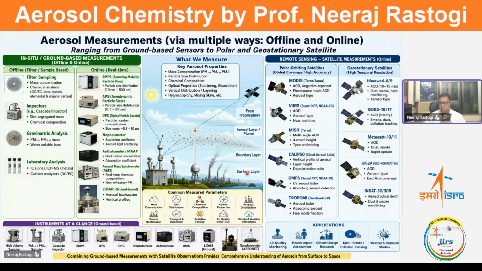And you can do the measurement at the surface layer, in the boundary layer, you can use a drone or balloon, and you can do it vertically and from satellite. As I said, a variety of measurements are already available. So you can have polar satellites or geostationary satellites. A variety of satellites are listed here. This is our own satellite INSAT-3D.